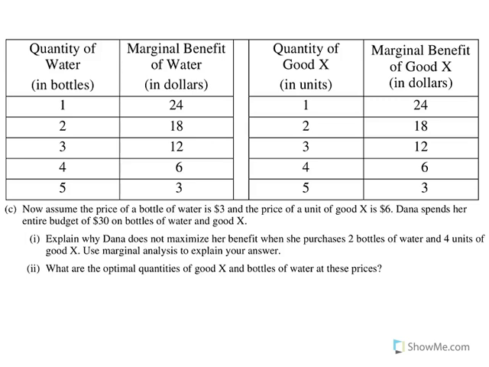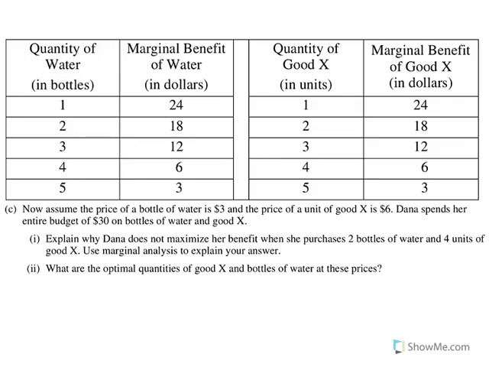It's when we get to C that things get a little trickier, because this is where you have to know the utility maximization rule and be able to apply it. For C1, let me read the stem for C. It says, now assume the price of a bottle of water is $3 and the price of a unit of good X is $6. Dana spends her entire budget of $30 on bottles of water and good X. Explain why Dana does not maximize her benefit when she purchases 2 bottles of water and 4 units of good X, and we need to use marginal analysis to explain our answer.